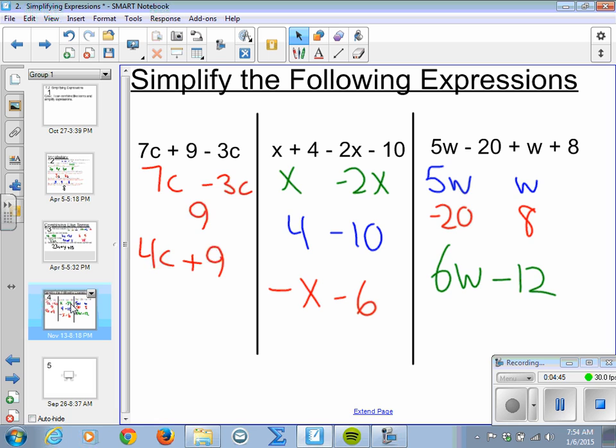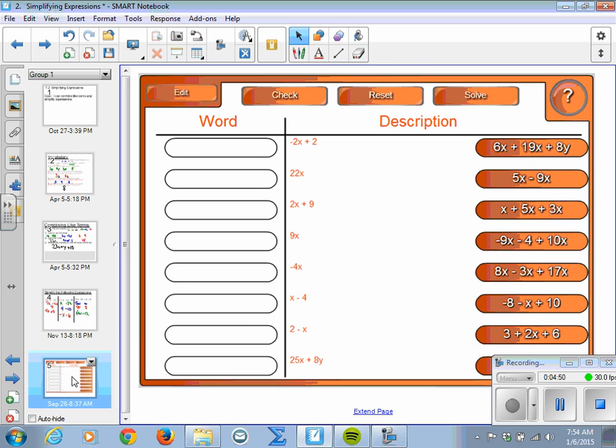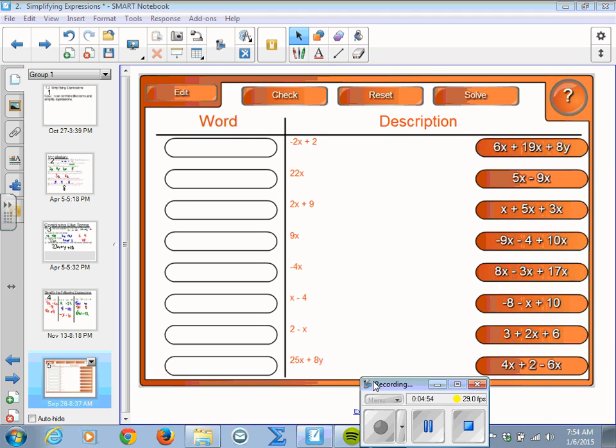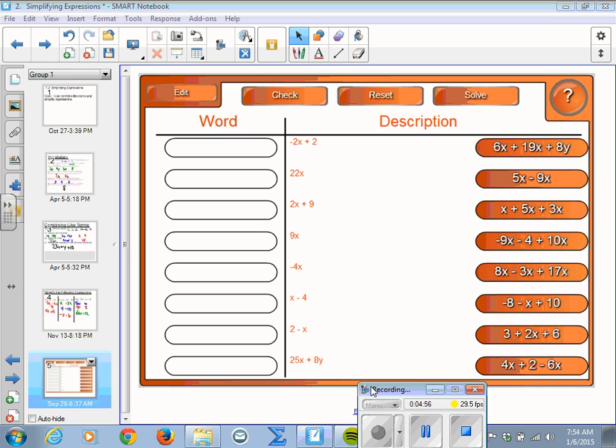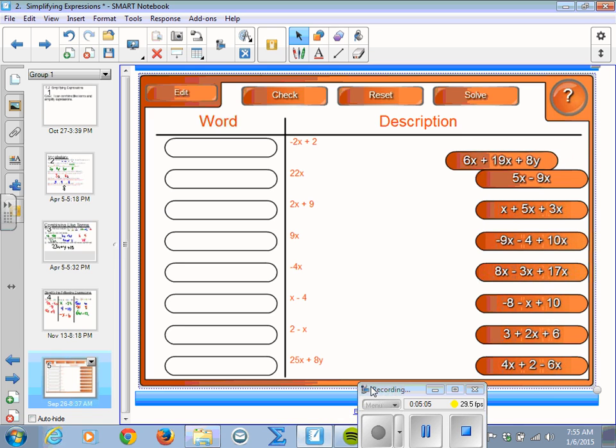Now the final page is not on your notes paper, but it'd be great if you try to match these up. If not on the paper, do it mentally with me, but watch how this goes. Or you can go ahead and pause it and try on your own. So I take the first expression, 6x plus 19x, becomes 25x plus 8y. 5x minus 9x should be negative 4x, which is right there. x plus 5x plus 3x, put them all together, you have 9x's.